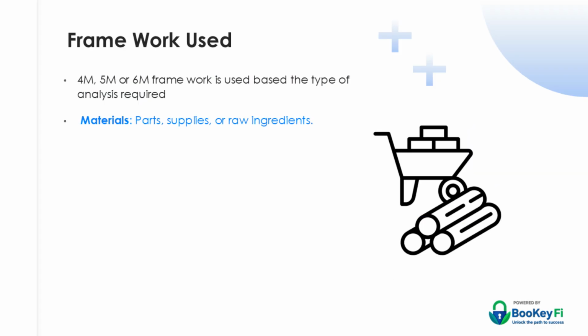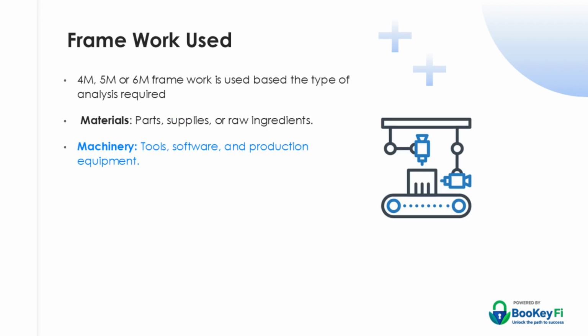Materials. Materials includes everything that goes into the product. We look for defective parts, expired supplies, or low-quality raw ingredients. If the ingredients are wrong, the final result will be wrong too.